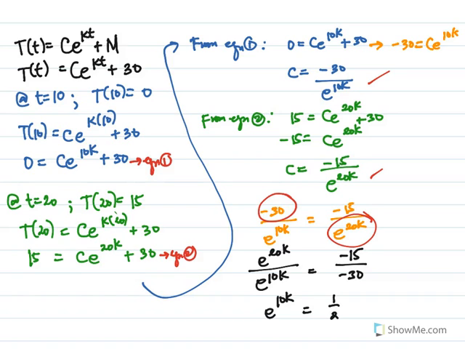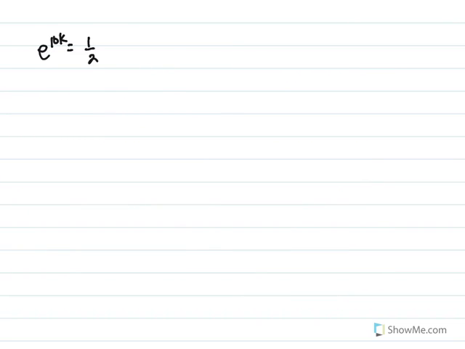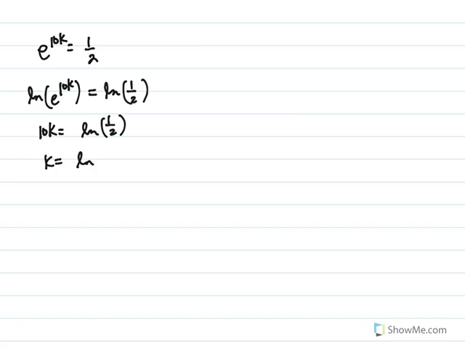And then we can solve for K. So we can take the ln of both sides. ln of e raised to 10k is just 10k equals ln 1 half. So k is just ln 1 half divided by 10, or this is approximately negative 0.06931.